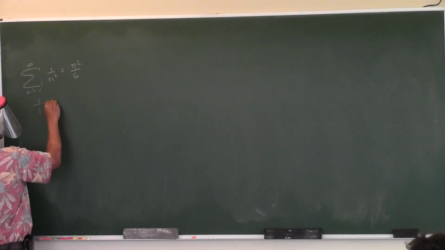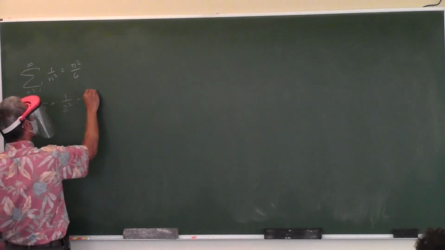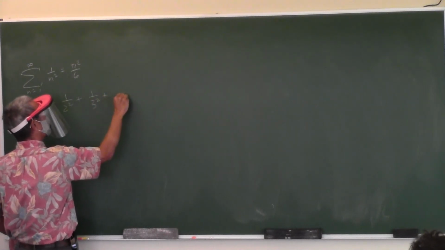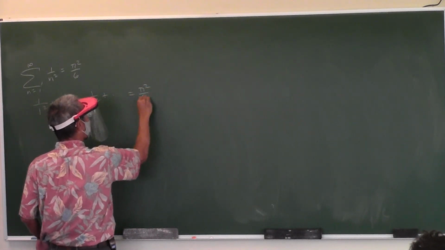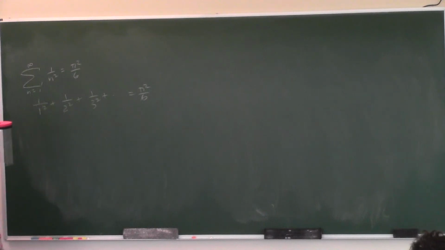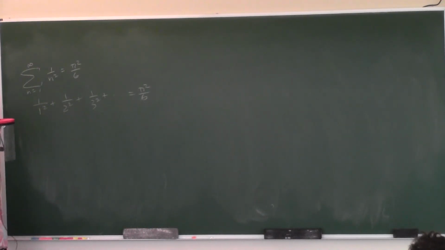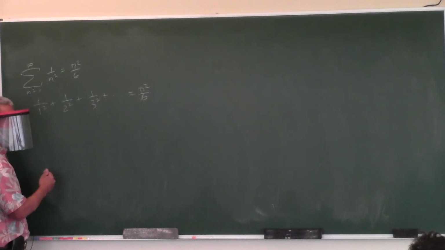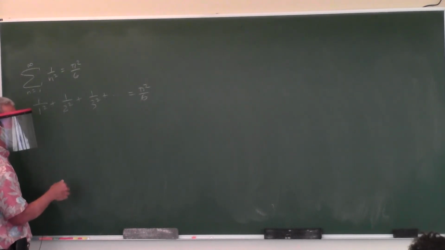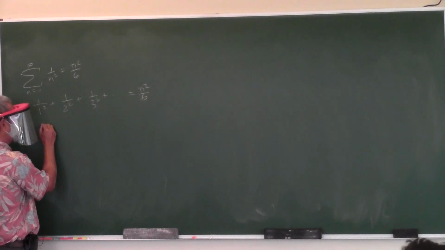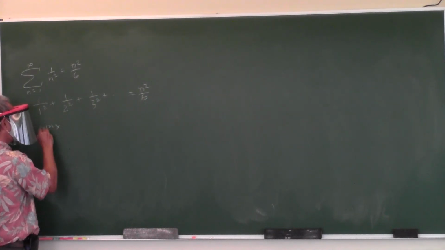1 over 1 squared plus 1 over 2 squared plus 1 over 3 squared plus ... is equal to pi squared over 6. How do you prove that? Well, Euler came up with a pretty good way, now hopefully I can remember this. What Euler did is he said, consider the power series for sine x over x.